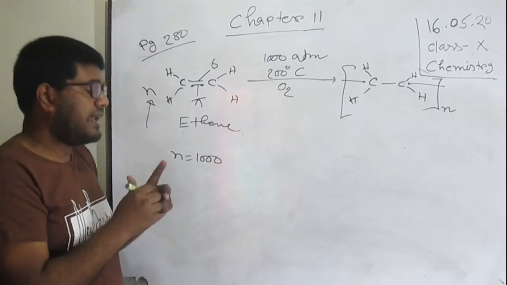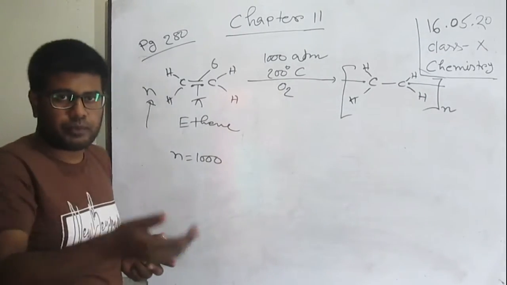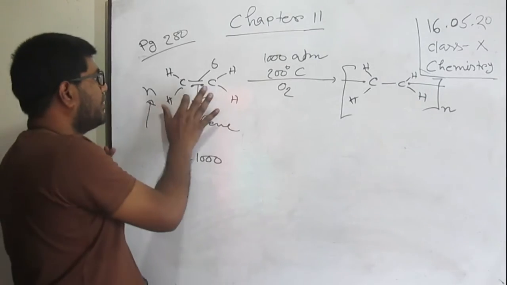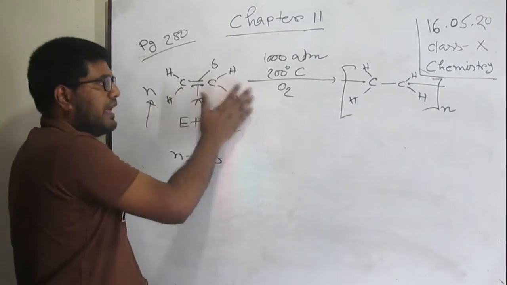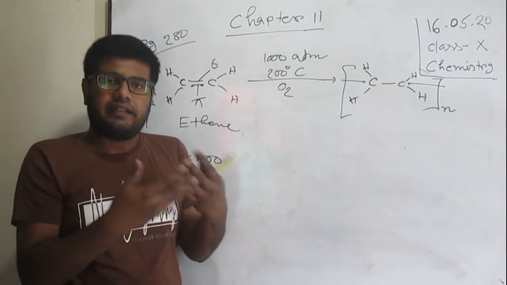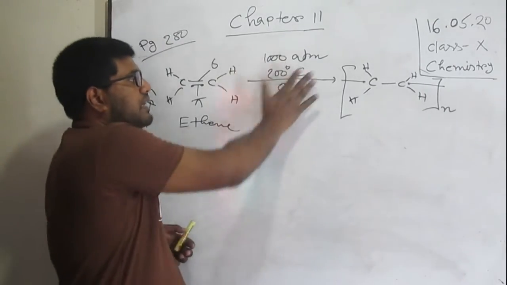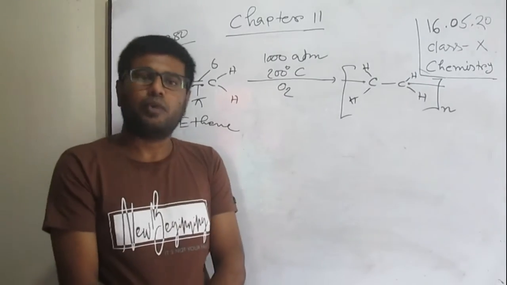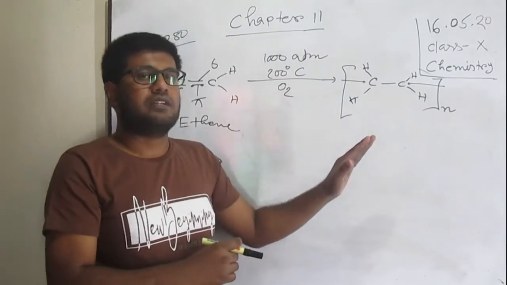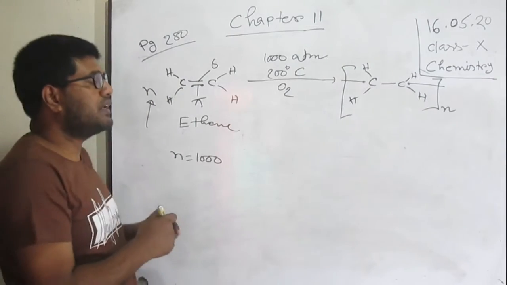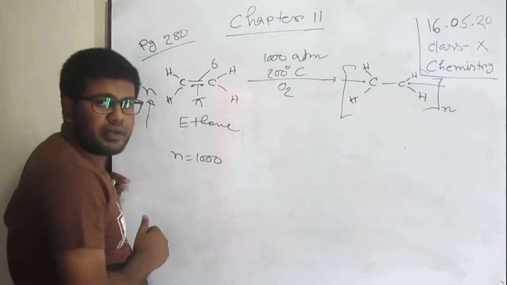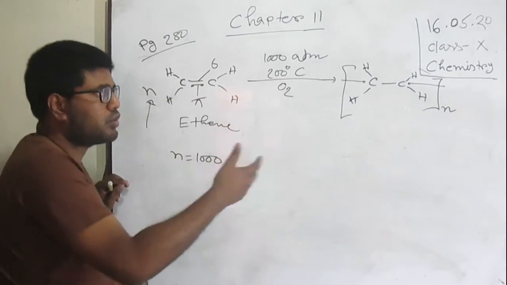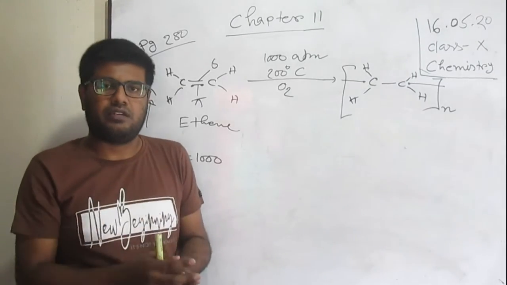This is called addition polymerization reaction, the process by which innumerable monomers attach with each other in specific conditions and produce a polymer is called addition polymerization. So the reaction by which we can produce this type of polymer from the monomers is called polymerization reaction.